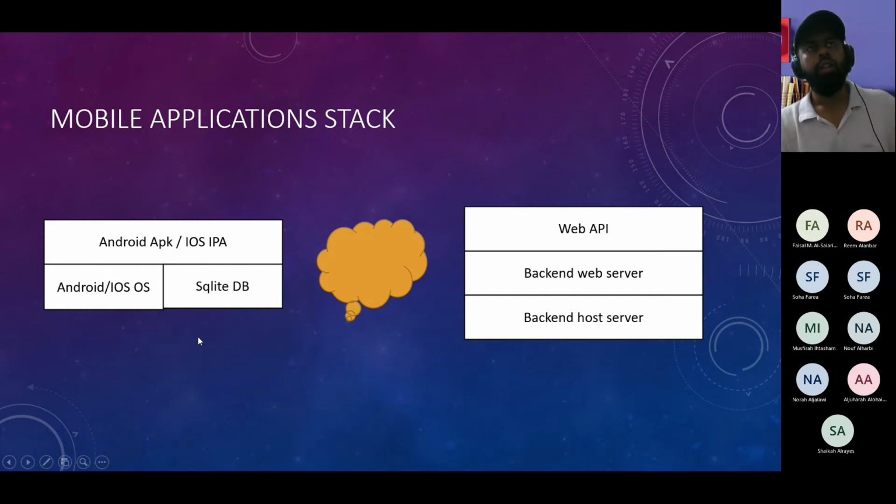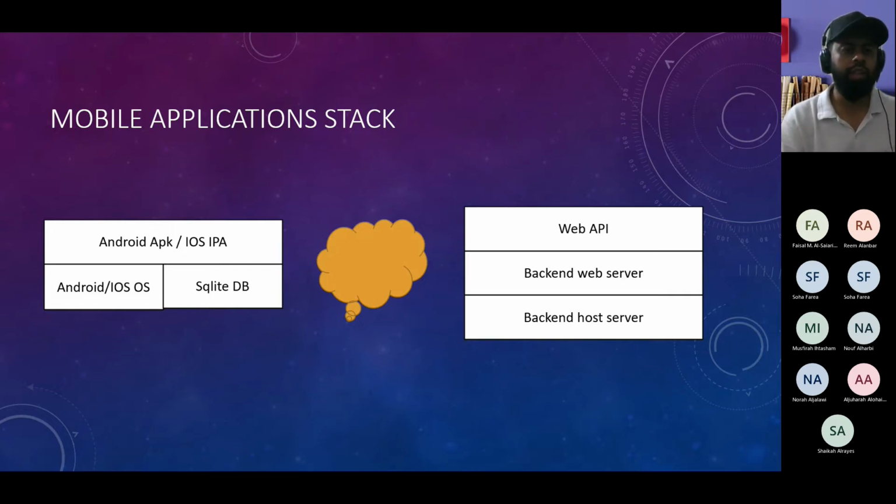Don't think an application is just an interface and just clicking. If you want to learn VAPT and become a pen tester, you should know the backend architecture. It could be an APK and IPA, running on the Android and iOS operating system, maybe the application using a SQLite database. There are other components as well, but to make it simple, you can consider this part.